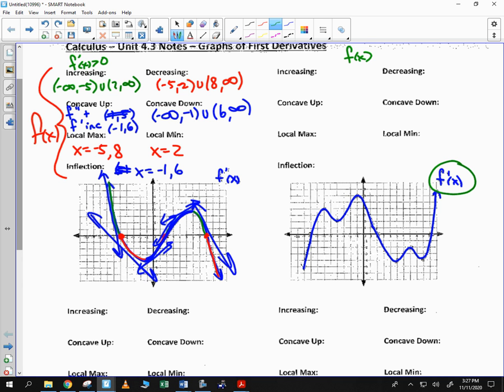Well, it's increasing wherever f prime of x is greater than 0. That would be from -8 all the way over to 2, union with 1, 2, 3, 4, 5, 6, 7, 8, 9, 10. Union 10 to infinity. And decreasing from -infinity to -8, union with 2 to 10.